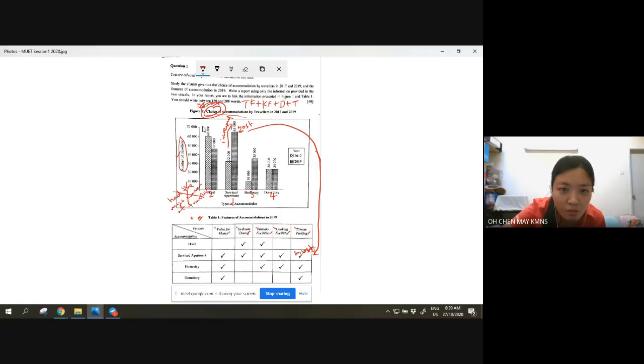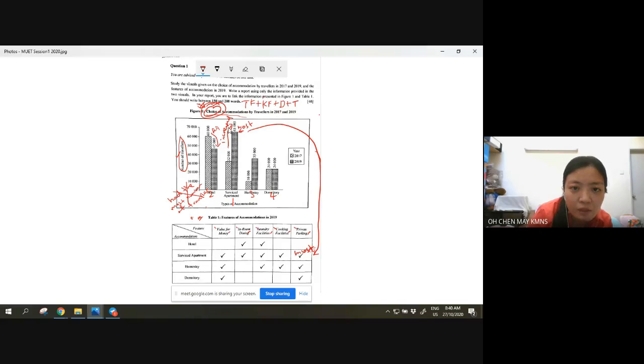What happened in 2017? And then it dropped, isn't it? Or it fell. So you can show the movement here. It fell to here because of only two features. You can say that. This is just an example for you. Or what you can do is, you see, there's something special over here. The features for hotel and the features for dormitory are the same.